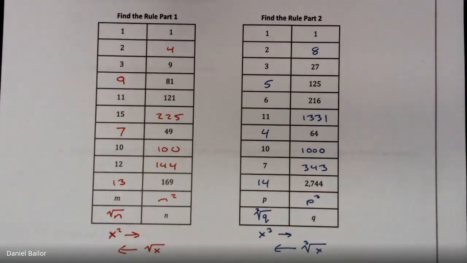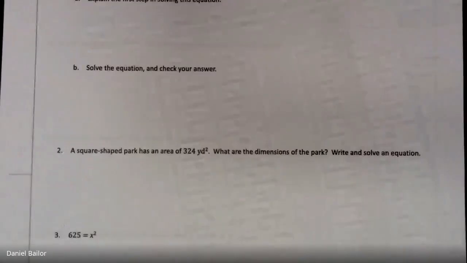So that is how we found the rules. The red in part 1 was squaring and square roots. The blue for part 2 was cubing and cube roots. So you get a little bit of experience practicing with these skills and recognizing them. Now let's move on to our exercises and get some more practice in with these.